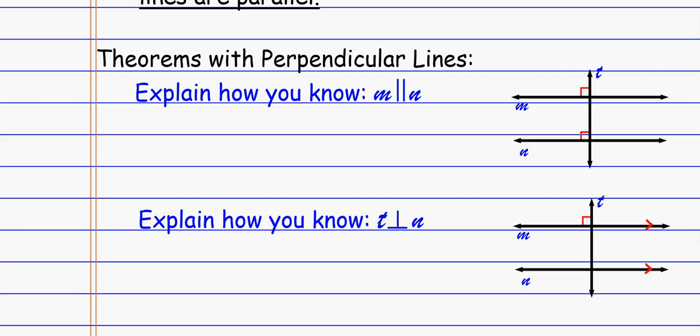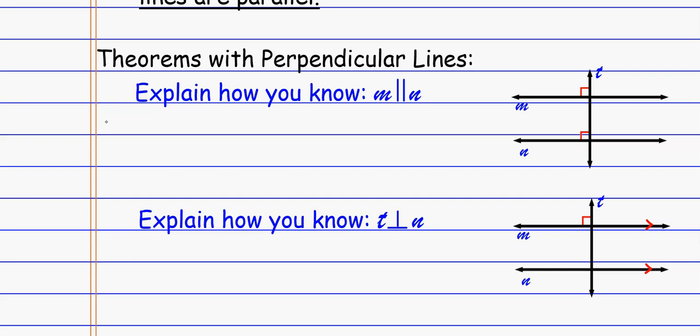Okay? So explain how you know that M is parallel to N. So when I look at the picture, I see the transversal T. I see some little red boxes, which means I have some perpendicular lines. All right. So what I see in the picture, I just kind of state this.